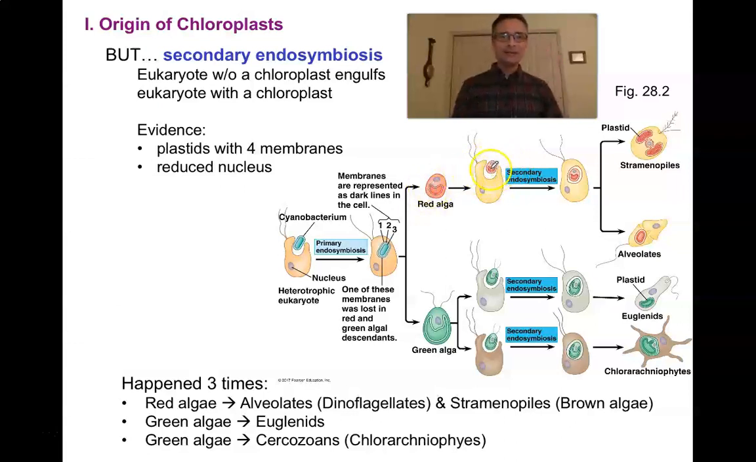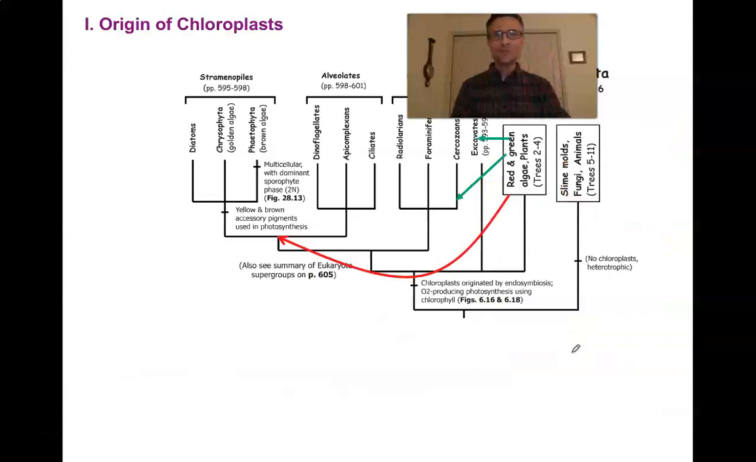And not only that, but this cell over here that gets engulfed now should have DNA not only from the original cyanobacterium, but also from the original eukaryote cell. And in fact, we even see in these examples over here a reduced nucleus in some of these secondary chloroplasts. So yes, it seems that secondary endosymbiosis has happened at least 3 times, according to your textbook.